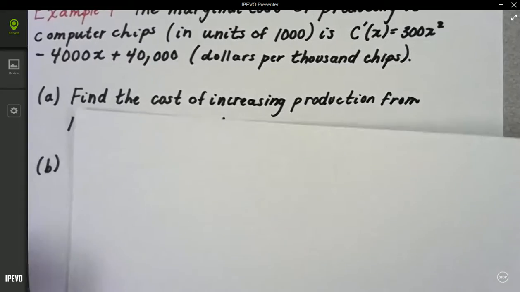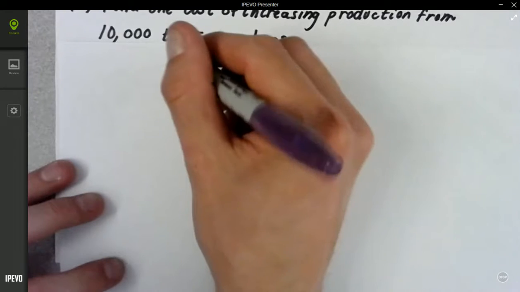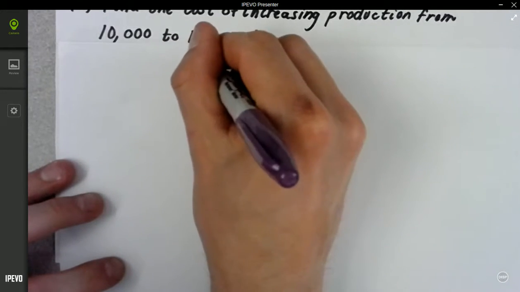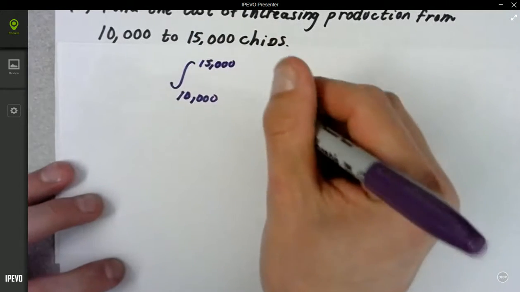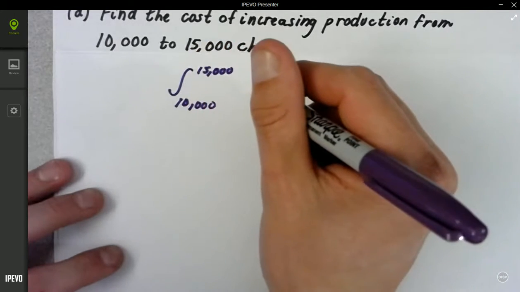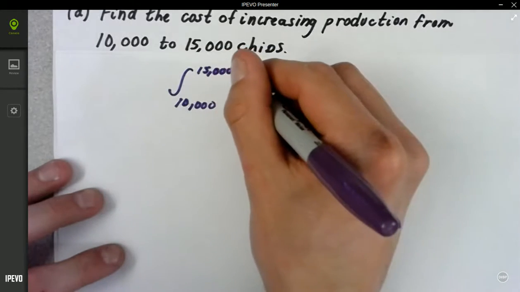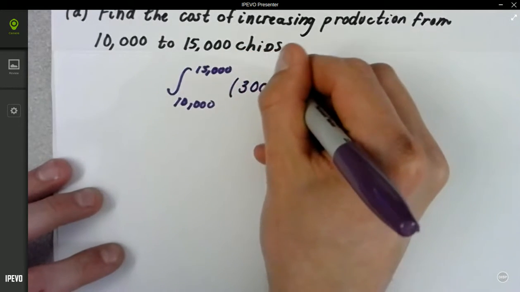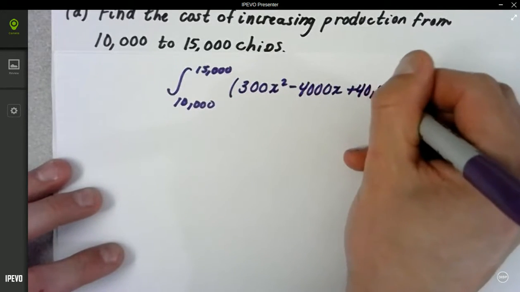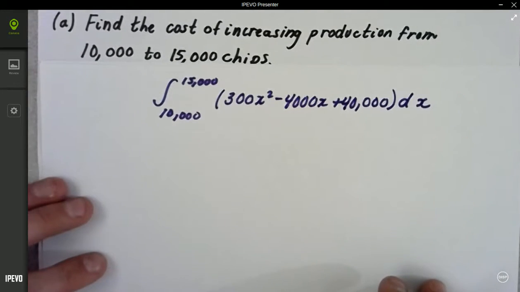Okay, so let's look at part A. Find the cost of increasing production. The idea here is we're going from 10,000 chips to 15,000 chips, and we're going to integrate our C prime of x function, our marginal cost, which is 300x squared minus 4,000x plus 40,000. Might be good to use math 9 on this. We're going dx here. So here's our function setup.